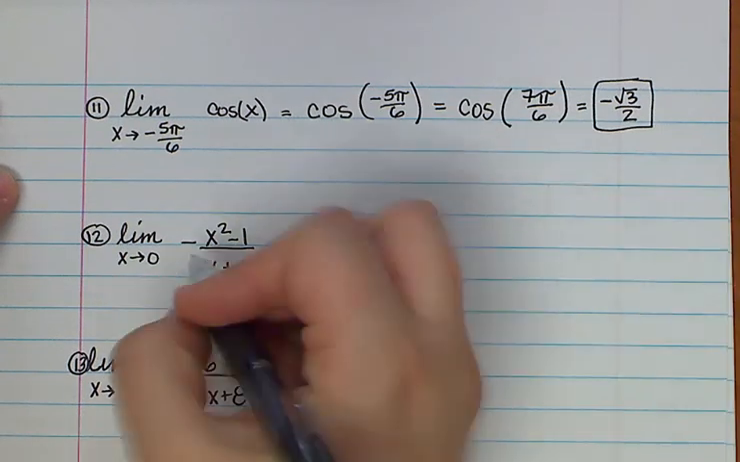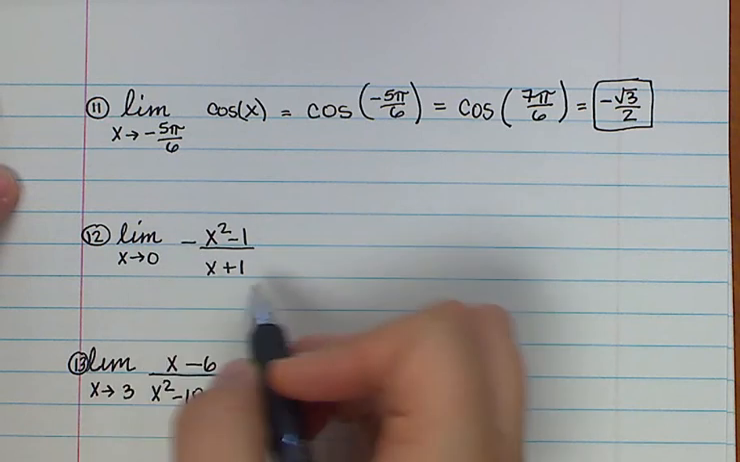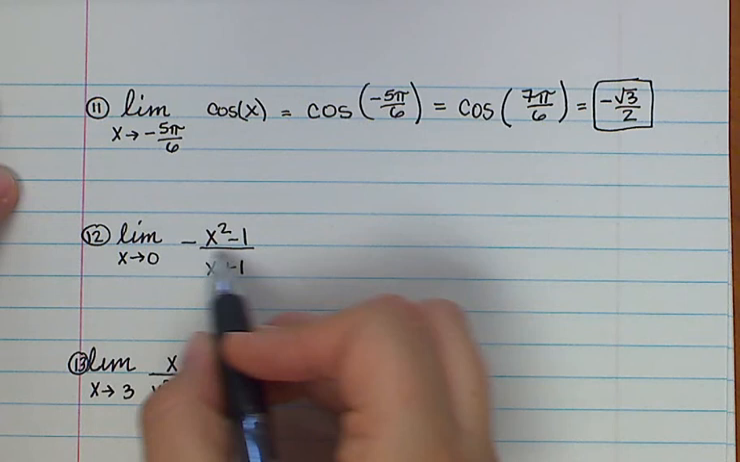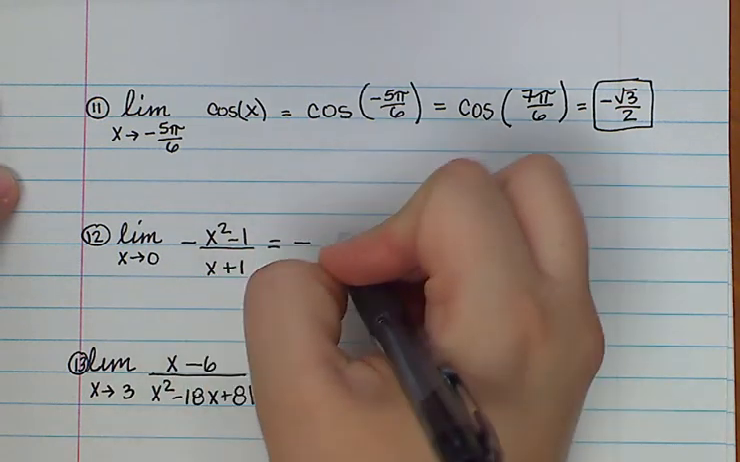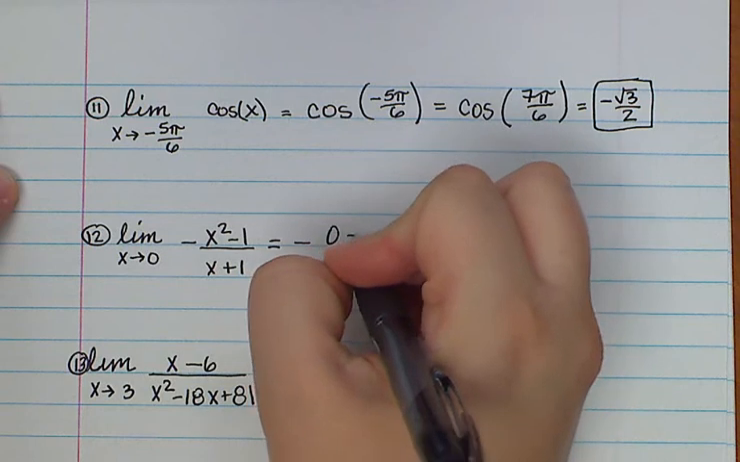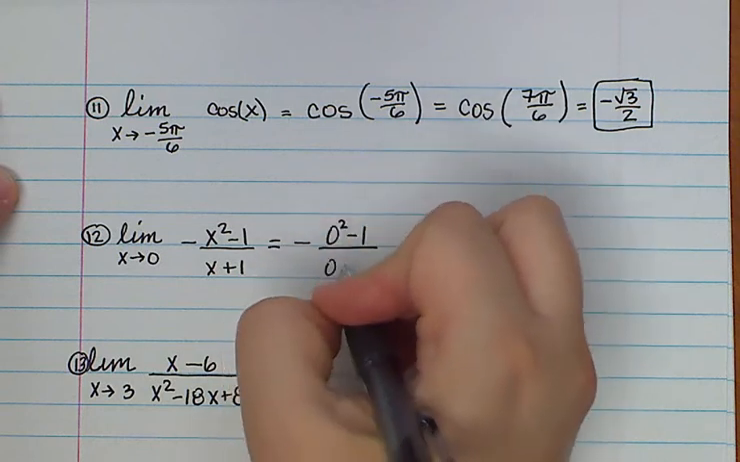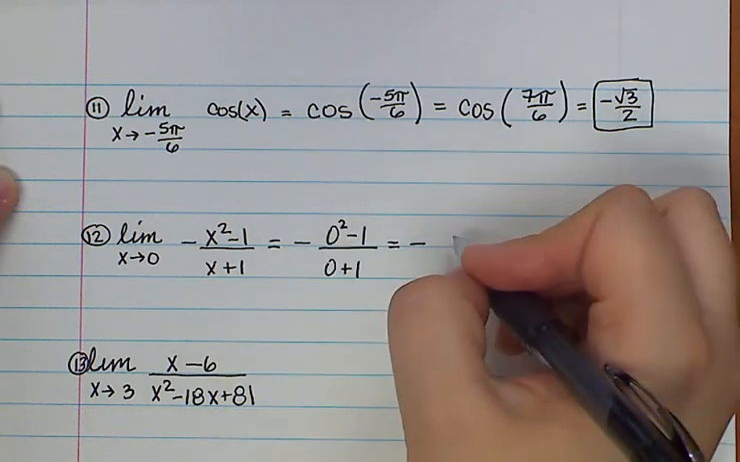Alright, next up we have the limit as x goes to 0 of negative of this whole fraction, x squared minus 1 over x plus 1. Let's try direct substitution first. 0 squared minus 1 over 0 plus 1. Keeping that negative out front until the very end.